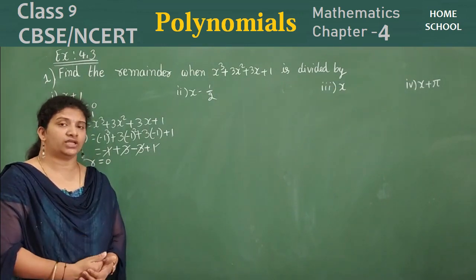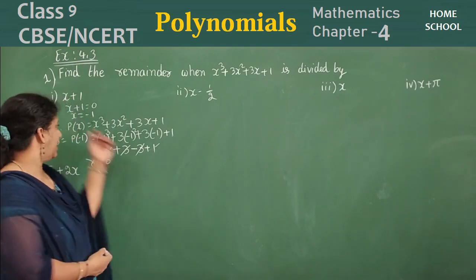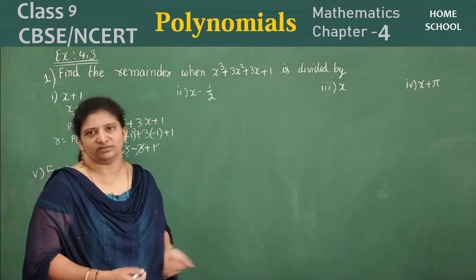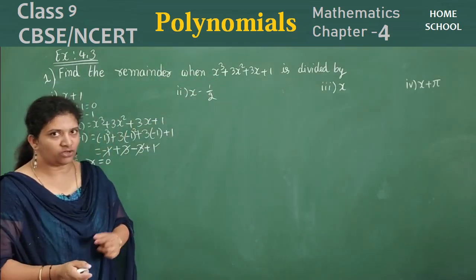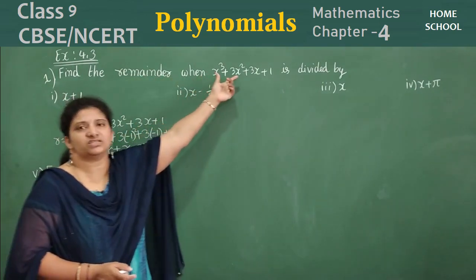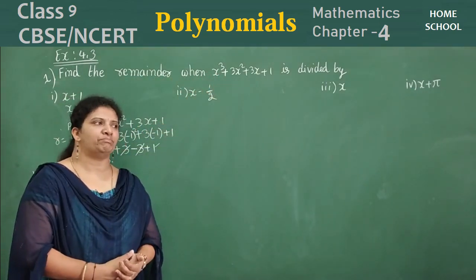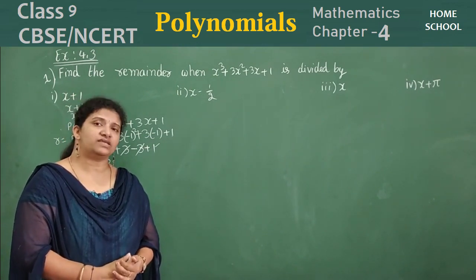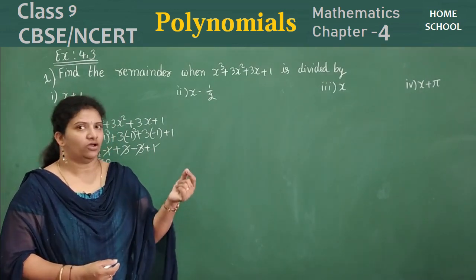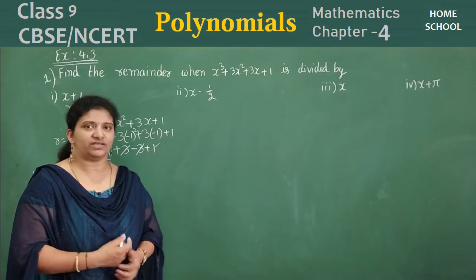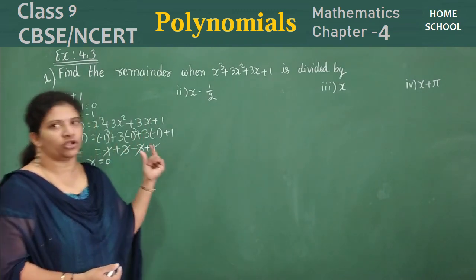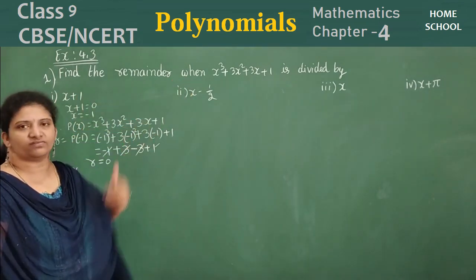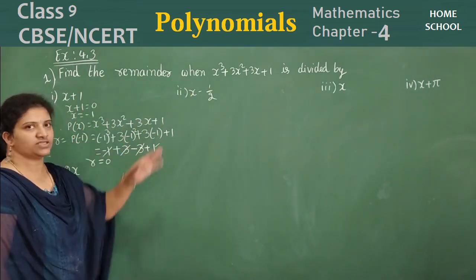One thing you should know, children: if you get remainder 0, then x plus 1 is a factor of this polynomial. Suppose I say 8 by 2, 2 4s are 8, remainder is 0. Then you can say 8 is a multiple of 2, or 2 is a factor of 8. Similarly, in this polynomial also, if we get remainder 0, you can say x plus 1 is a factor of this. Okay, let's move to the second one.